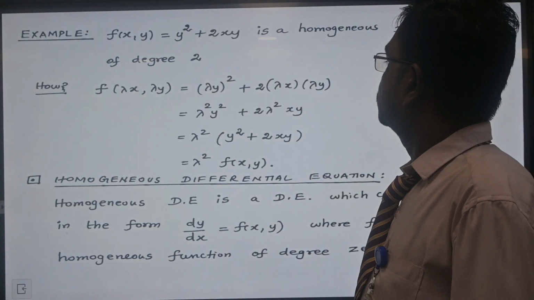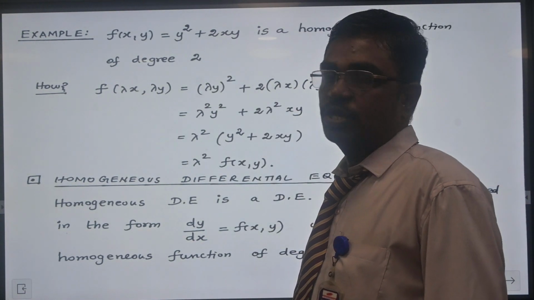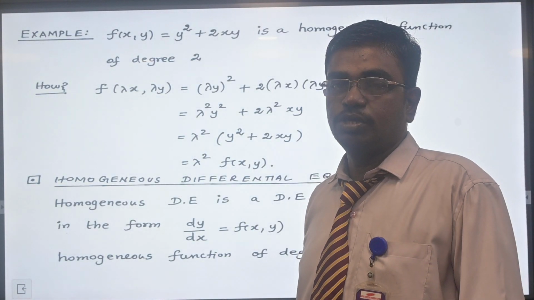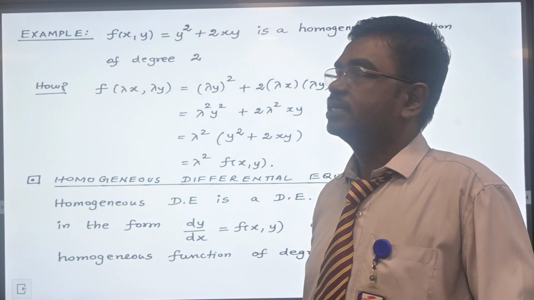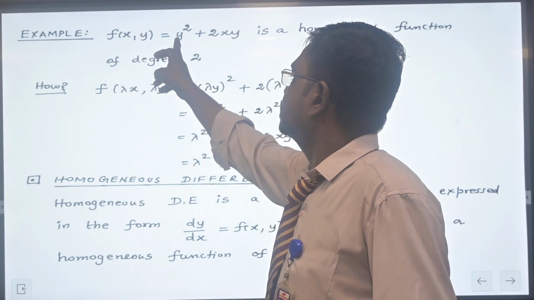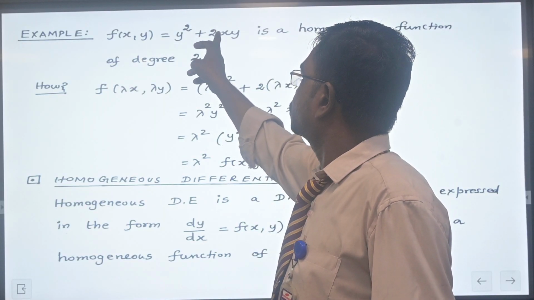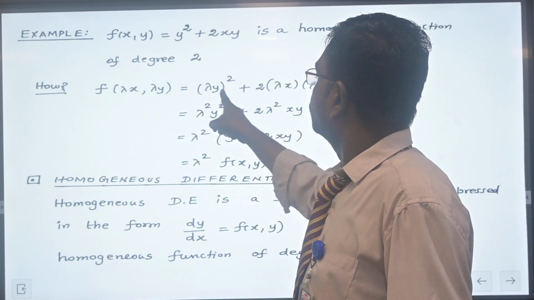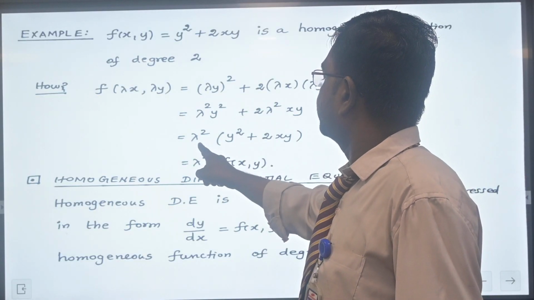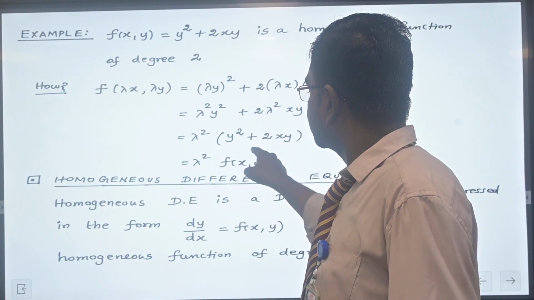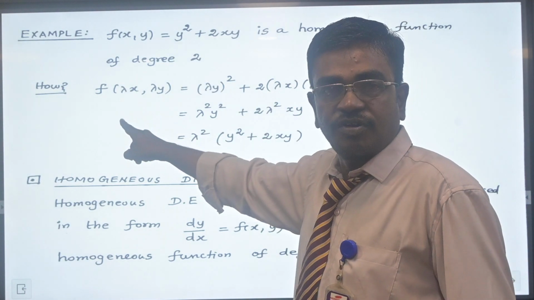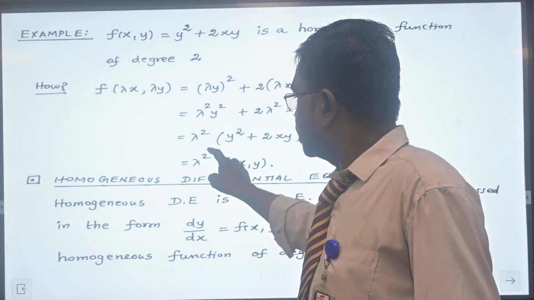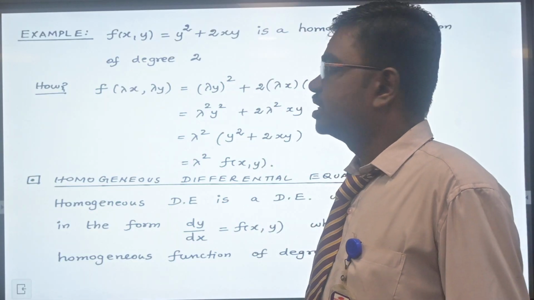This is an example of a homogeneous function: f of x comma y equal to y square plus 2xy. This is a homogeneous function of degree 2. So what do we get? F of lambda x comma lambda y: replacing x by lambda x and y by lambda y, we get lambda y whole square plus 2 times lambda x times lambda y. Separating lambda square outside, y square plus 2xy is again f of x comma y. Therefore f of lambda x comma lambda y equals lambda square times f of x comma y. So it is a homogeneous function of degree 2.